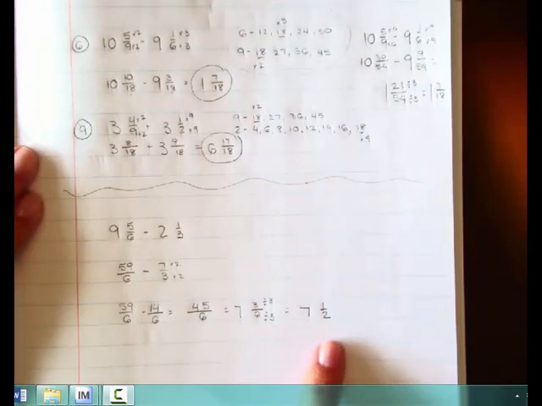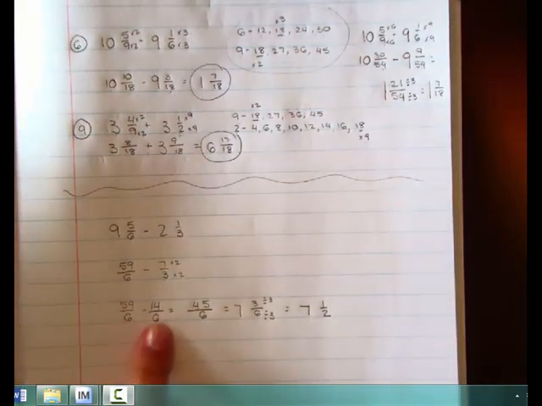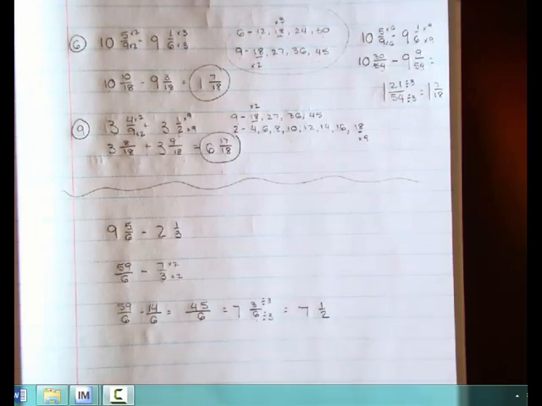So either way you do it, whether you keep them as mixed numbers or change them to improper fractions, you still get the same answer. You just need to remember you have to find common denominators.